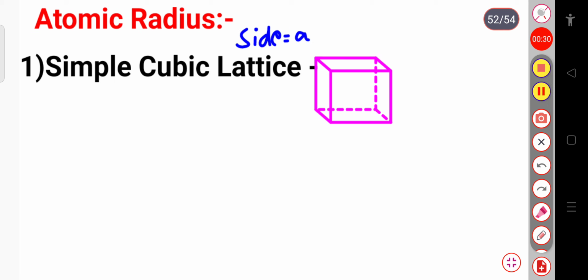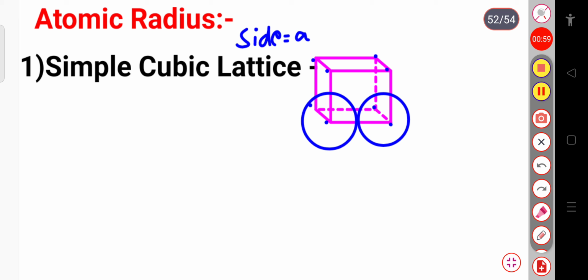So in case of a simple cubic lattice, only the corner atoms are present. Here it has the 8 corners, so there will be a total of 8 atoms present at these corners only. Now since it is a solid, it has a close-packed structure. Suppose I consider this side. Now on this side, suppose the atoms are placed in this way.